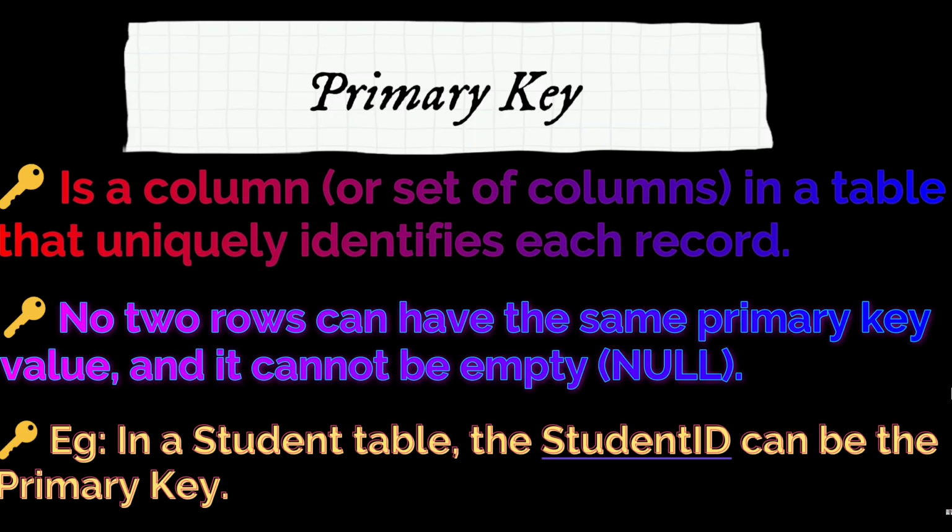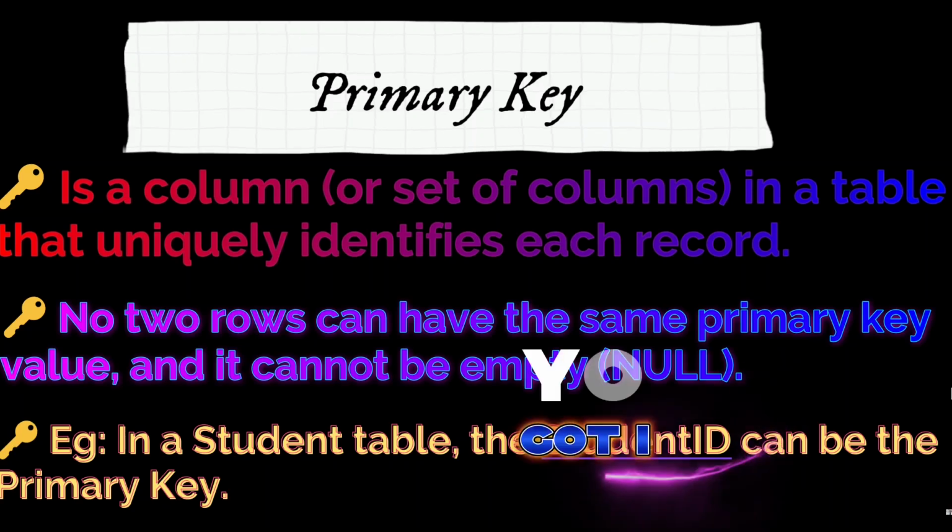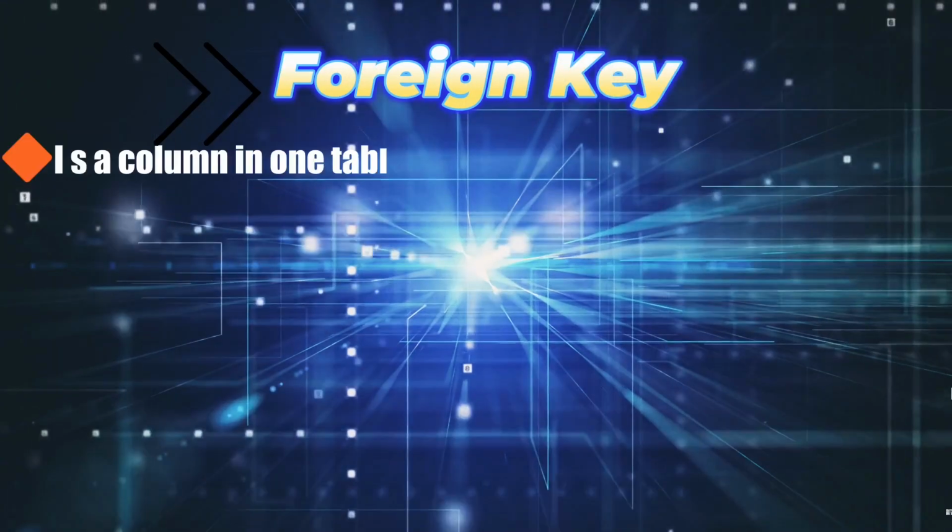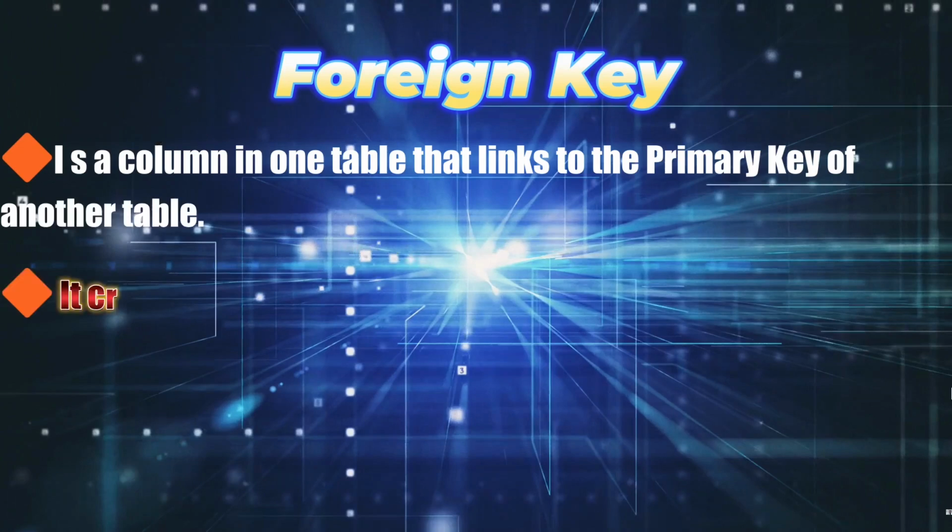Everyone has his or her own ID card or roll number. In the student table, that will be the primary key of that table. It is a column that uniquely identifies each record. Also, we have the foreign key. A foreign key is a column in one table that links to the primary key of another table.